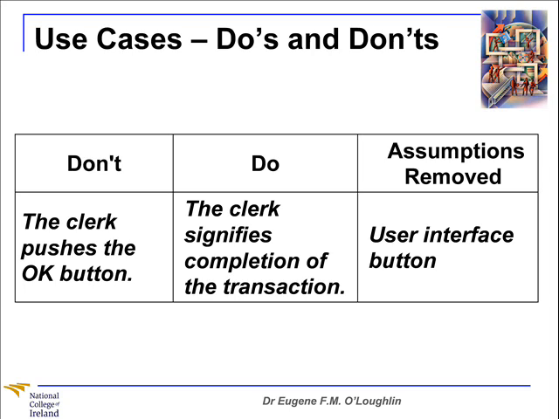One of the most important things you need to remember when you're writing use cases is that you need to remove what we call implementation specific language. So there are some do's and don'ts when you're writing use cases. Look up some books about more examples of these, but a simple example here is a don't. In a use case you would not say that the clerk pushes the OK button. What you should say, the do, is that the clerk signifies the completion of a transaction, and this removes the assumption that there is an interface button on the user interface. And you'll find plenty more examples like that if you look up the literature on use cases.